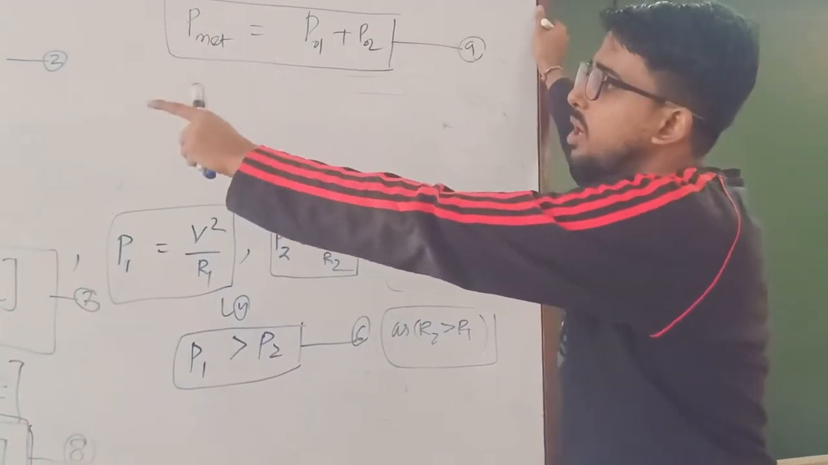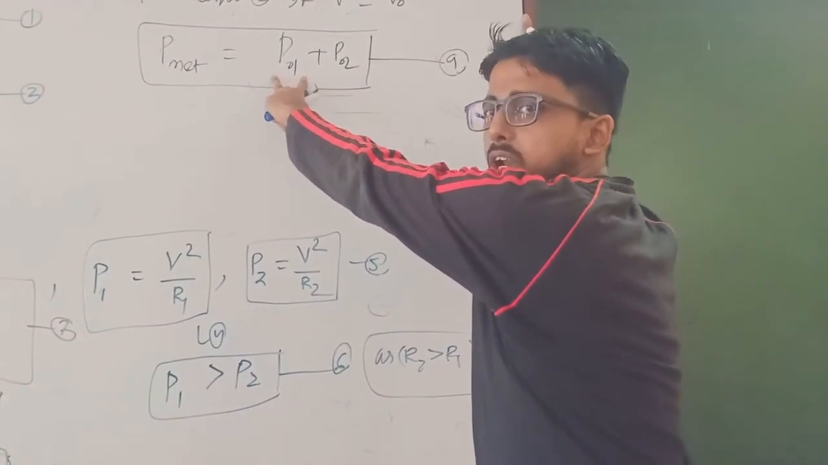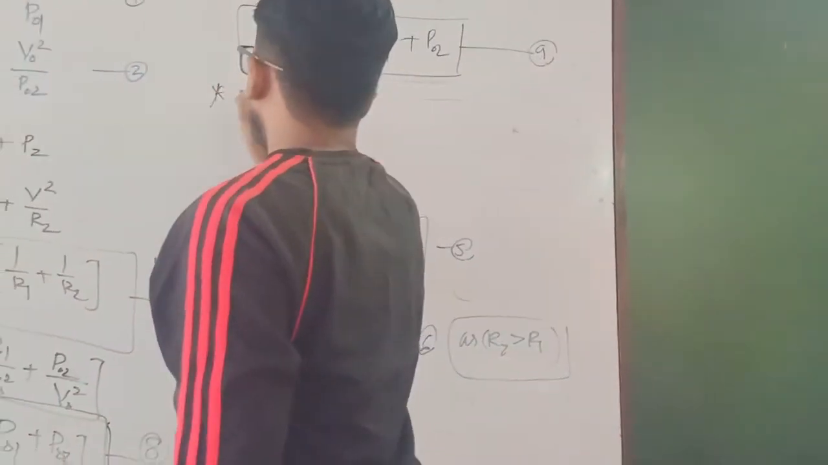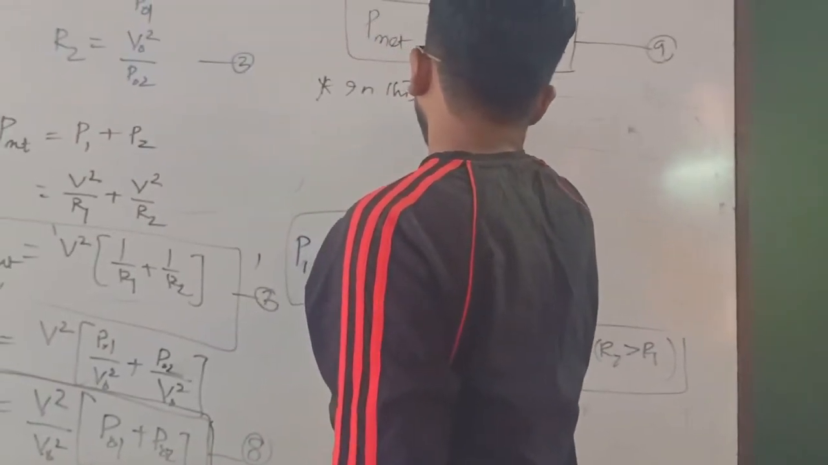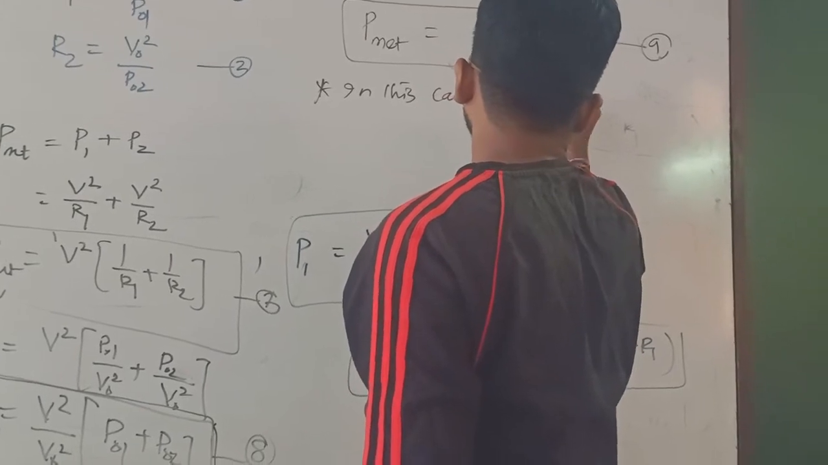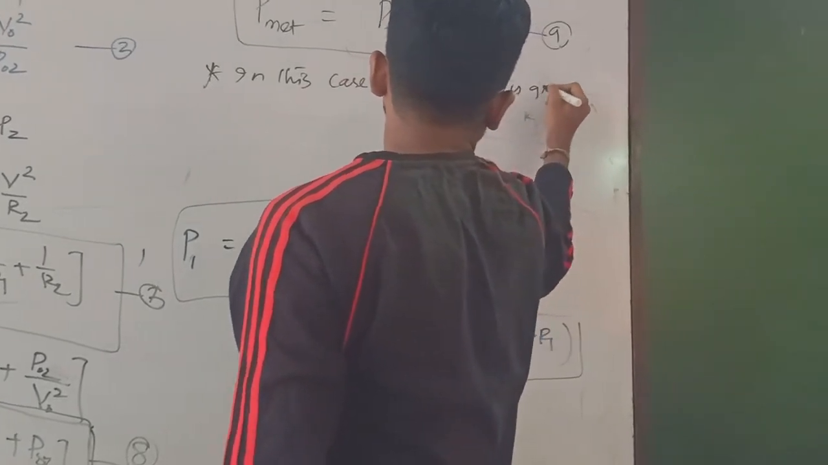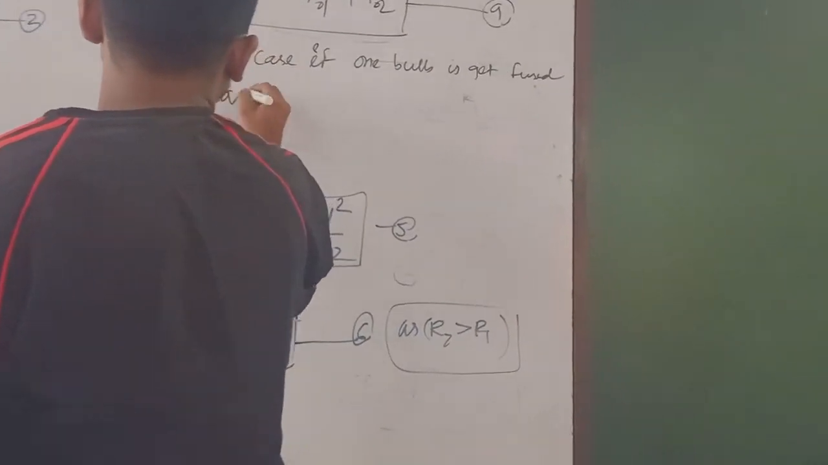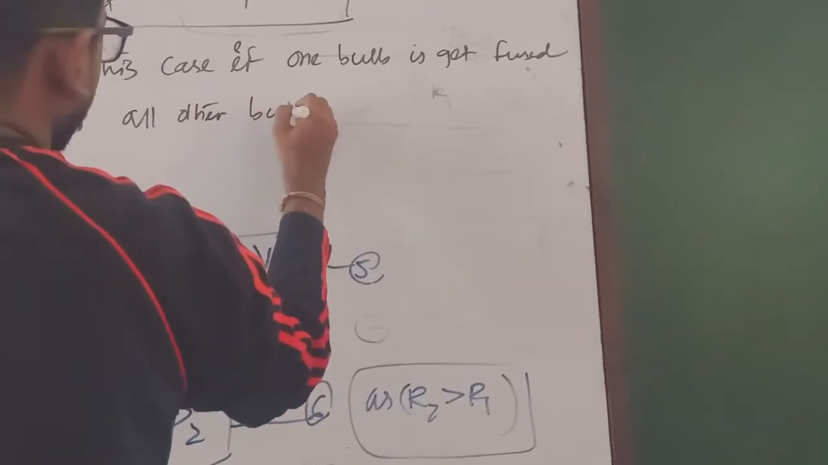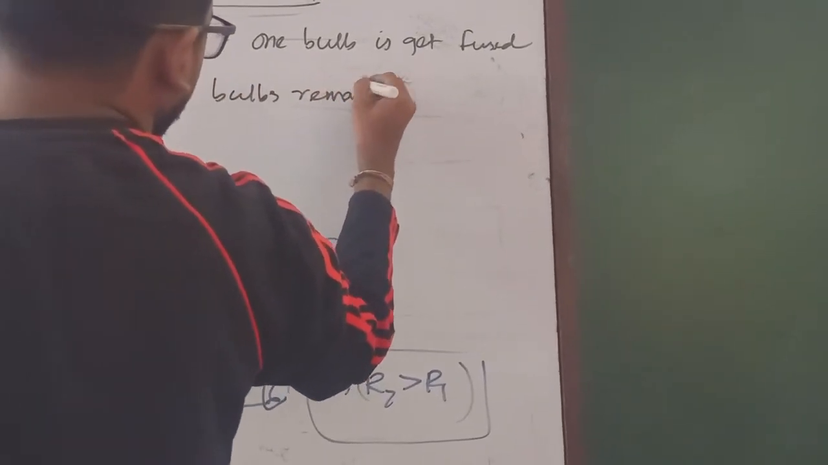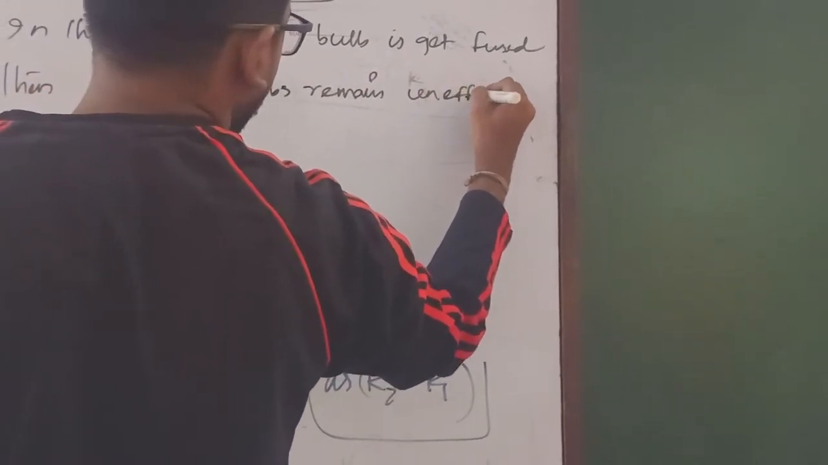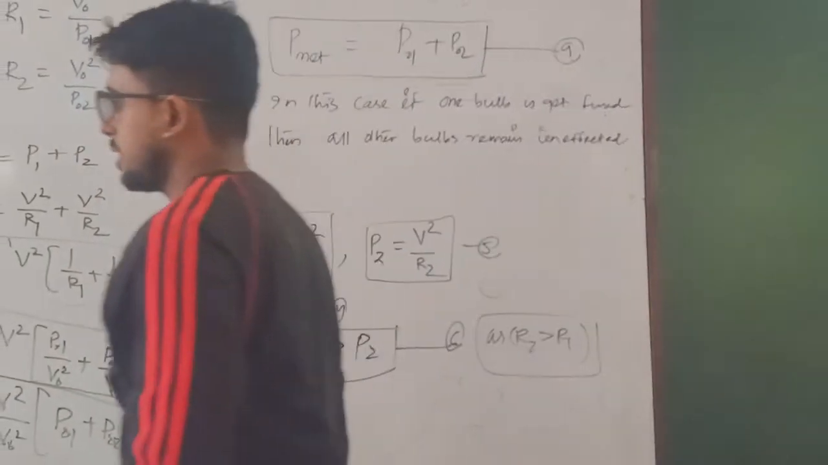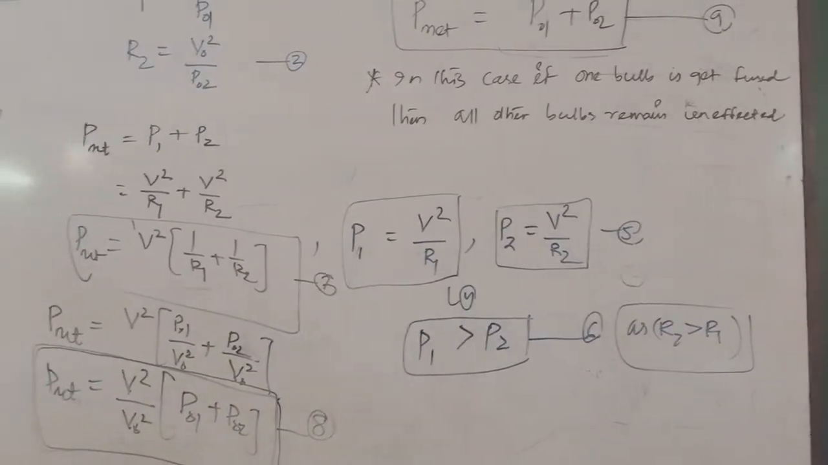That means in this case, if one bulb gets fused, then the other bulb will remain unaffected, because the net power is independent of all the powers. So in this case, if one bulb is fused, then all other bulbs remain unaffected. Okay, so these are the formulas and how to calculate power consumption by bulbs in series and in parallel combination.